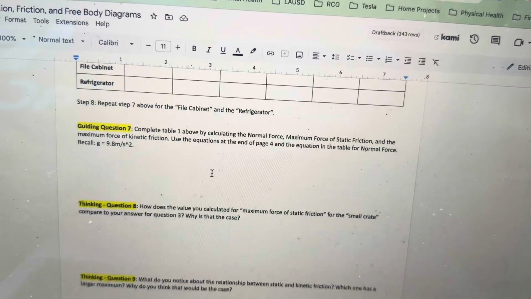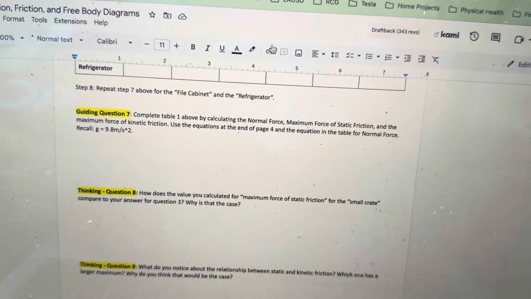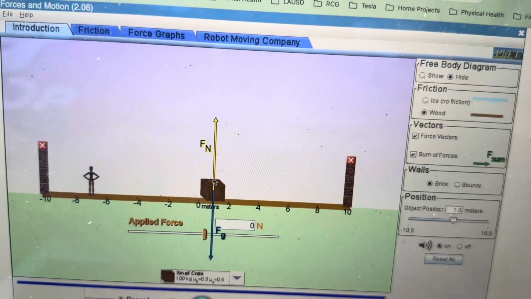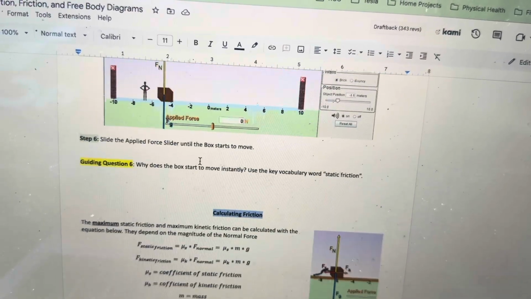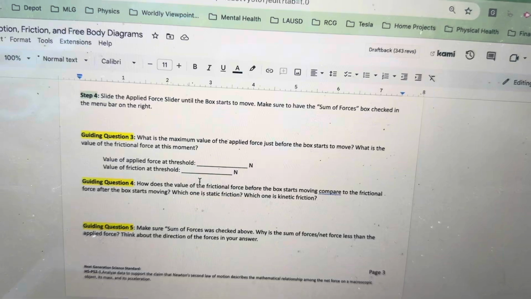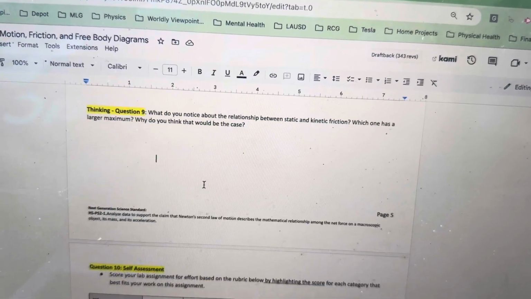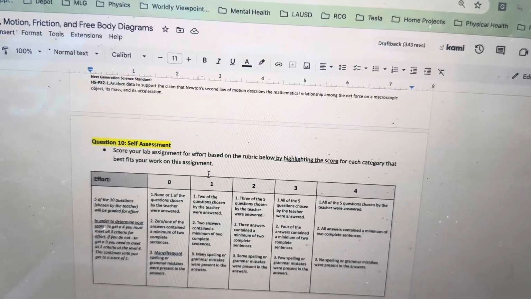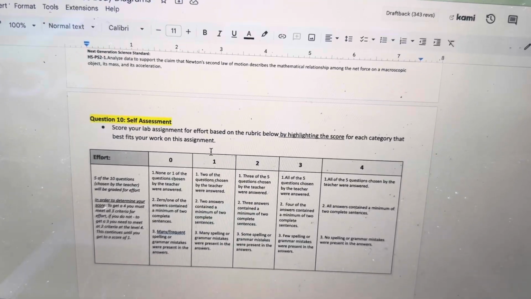And then you're going to compare the answers you got here with what you found experimentally on the sim by moving the box around in question, I believe that was question 3. Yep, the question about the threshold. And that's pretty much it. All right, down here you're going to assess yourself and think about what you did well and not, and if you need to revise anything, you can go back and do that.